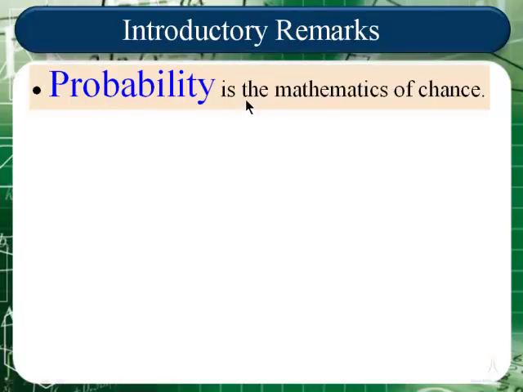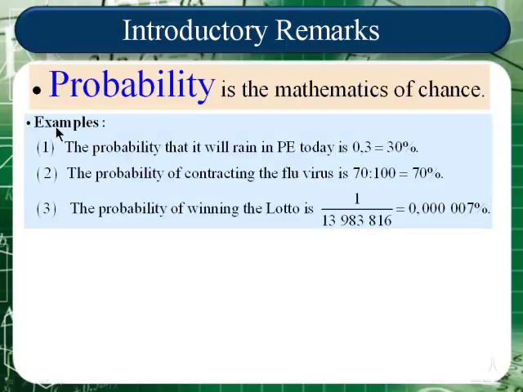Let us consider a few introductory remarks. Probability is the mathematics of chance. Some examples. Firstly, the probability that it will rain in Port Elizabeth today is 0,3 or 30%. Second example, the probability of contracting the flu virus is 70 to 100, which is the same as 70%.